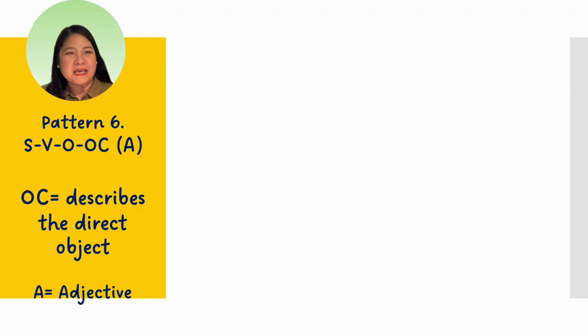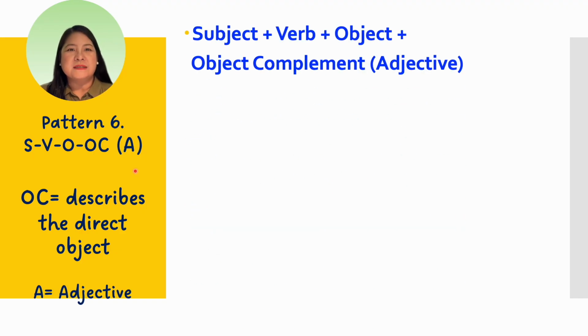Pattern 6, SVOOCA. OC stands for objective complement or object complement. It describes the direct object. So the O here is a direct object described by an object complement adjective. The structure: subject plus verb plus object plus object complement adjective.